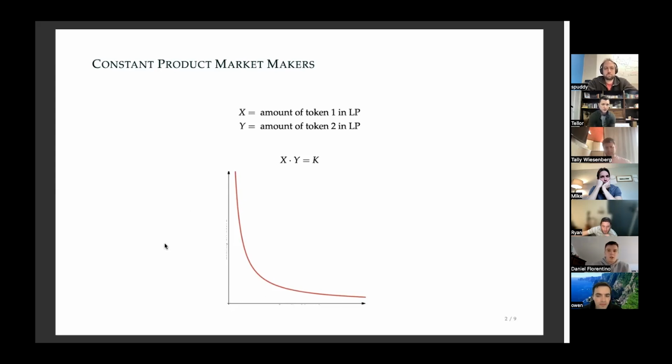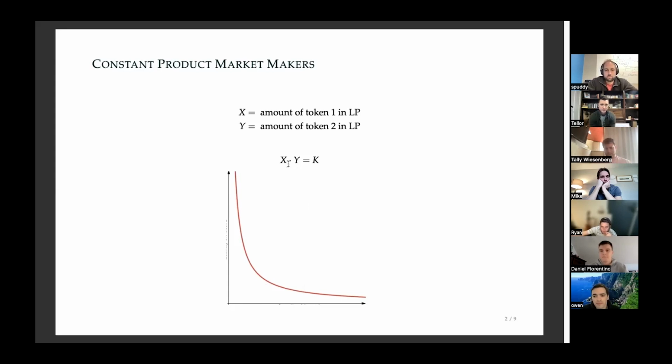So like if this is ETH USDC, and you have 100 ETH and 100 USDC, then it would just be 100 times 100 equals what, 10,000? Yep. And 10,000 would be K.